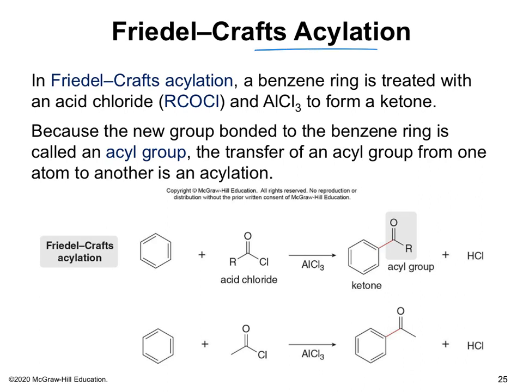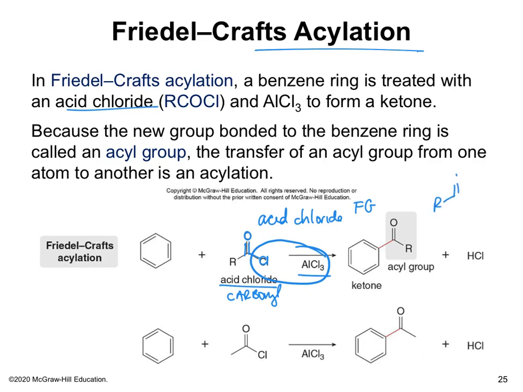So Friedel-Crafts acylation, this is when you have a carbonyl. So we have a carbon, this is called a carbonyl. So you have an acid chloride. The carbonyl bonded to Cl, that's an acid chloride. That might be a new functional group for you, acid chlorides. And when you add that with the Lewis acid, aluminum chloride will take away the chlorine to give you this electrophile.